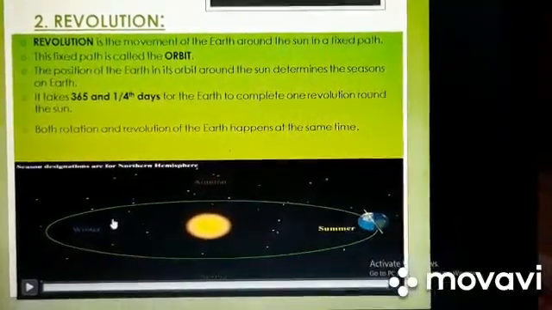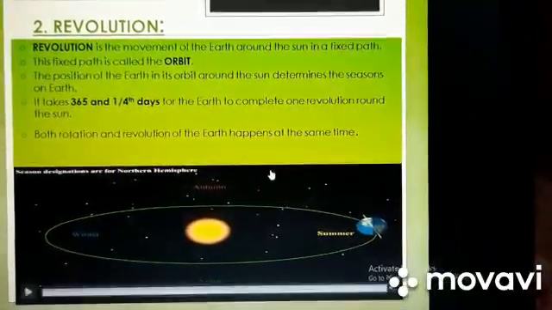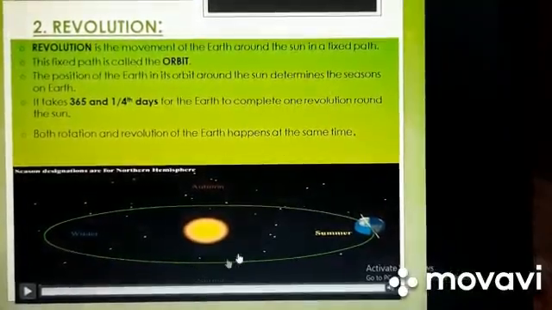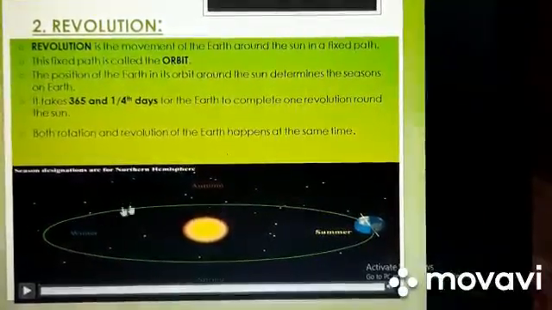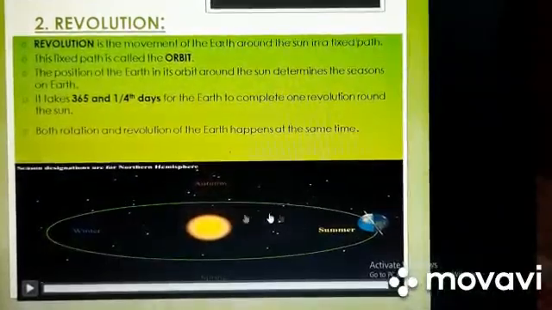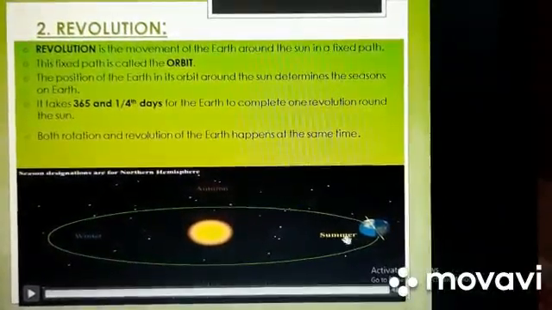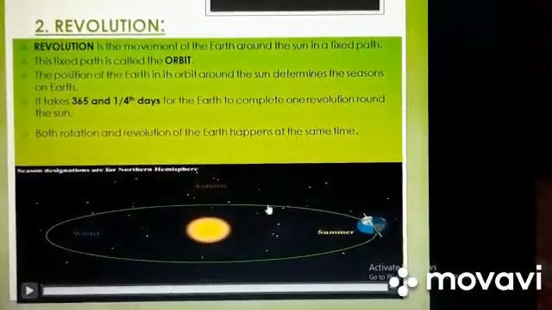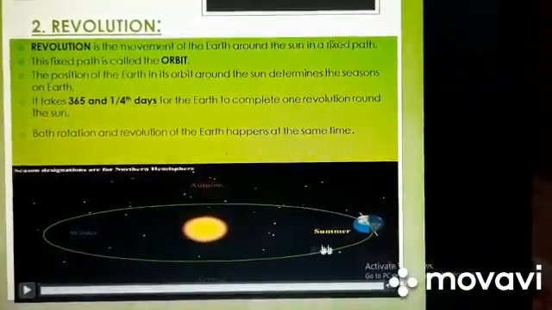Now the position of the earth in its orbit around the sun determines the season of the earth. So wherever the position of the earth is will tell what season we will get. That is spring, summer, autumn and winter. And we get the seasons because of the revolution of the earth around the sun.